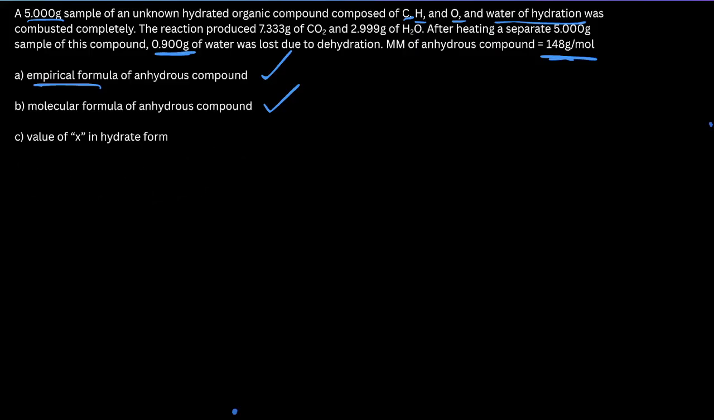How do we do this? Well, the hydrated form, that means we're dealing with water, right? So we should look at what parts of the problem are talking about water. Here we see that of the 5-gram sample, 0.9 grams of that is water. So, let's just write this out, right? We have a 5-gram sample, and 0.9 grams of that is water. So 4.100 grams of that is the mass of the anhydrous compound. This is the mass of water.